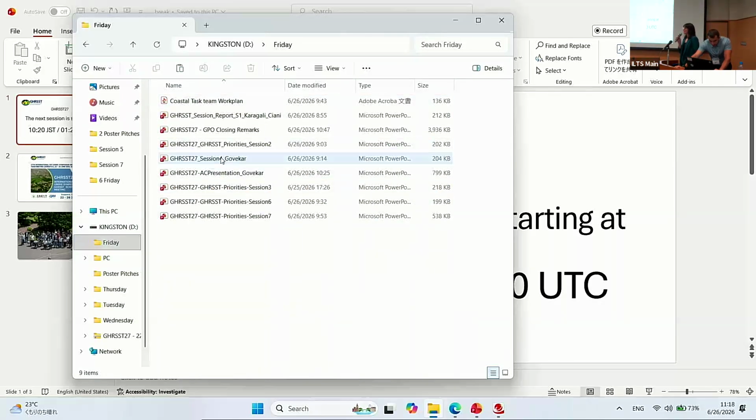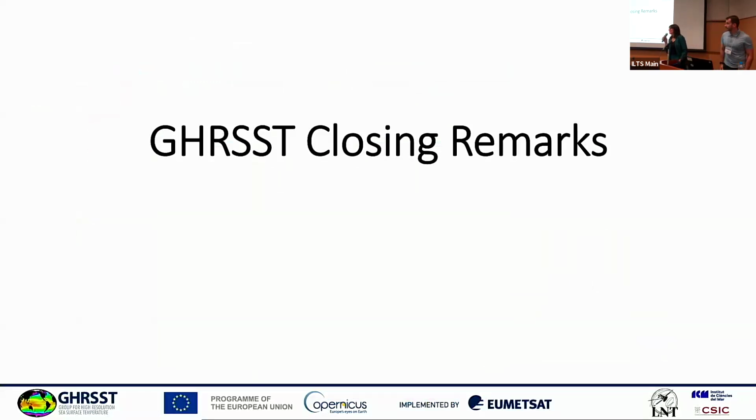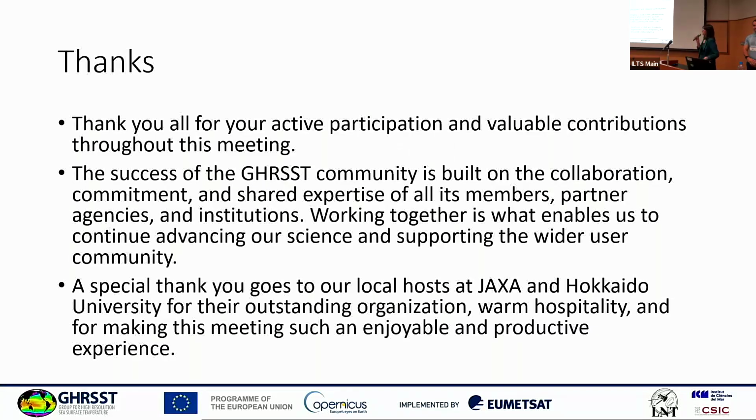So yeah, this is my first meeting as GPO as well, and let me thank Ewald, who didn't know this community before, and I think he did a really fantastic job in managing and preparing for this meeting. So thank you, Ewald. And for sure, thank you to all the local organizers, Hokkaido University and JAXA, and all the volunteers that we have seen around here. So thank you very much.